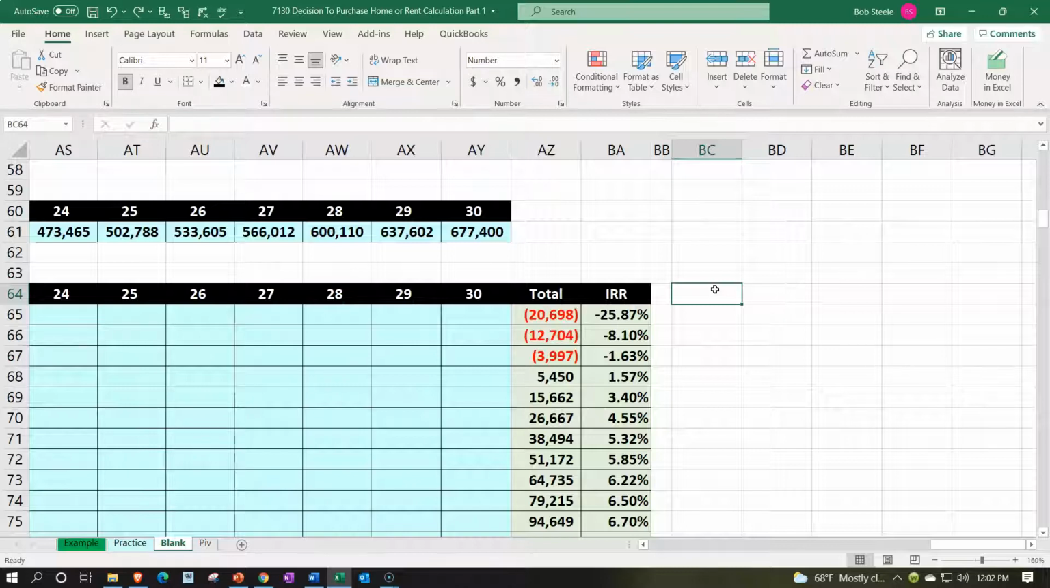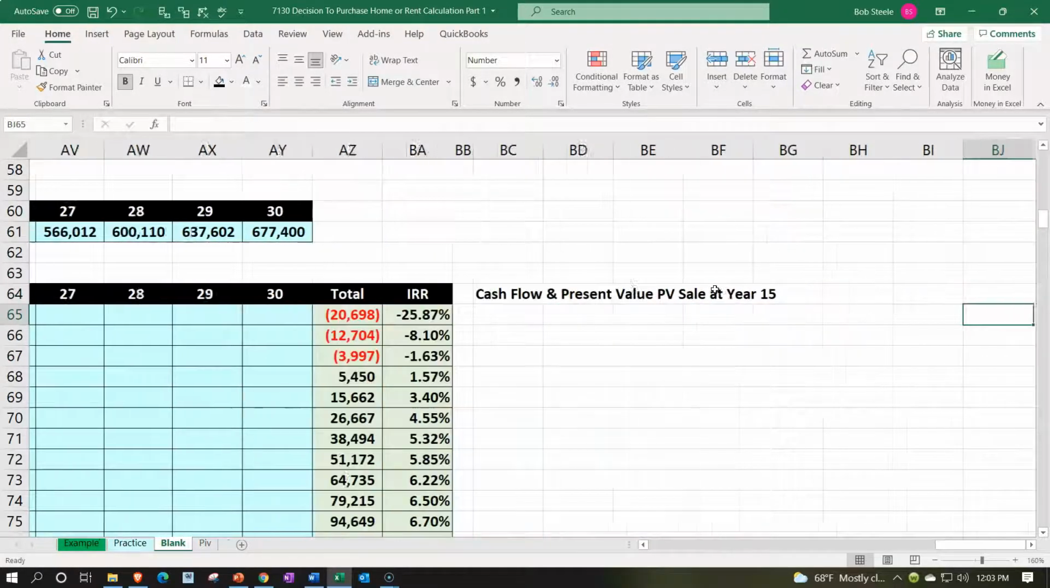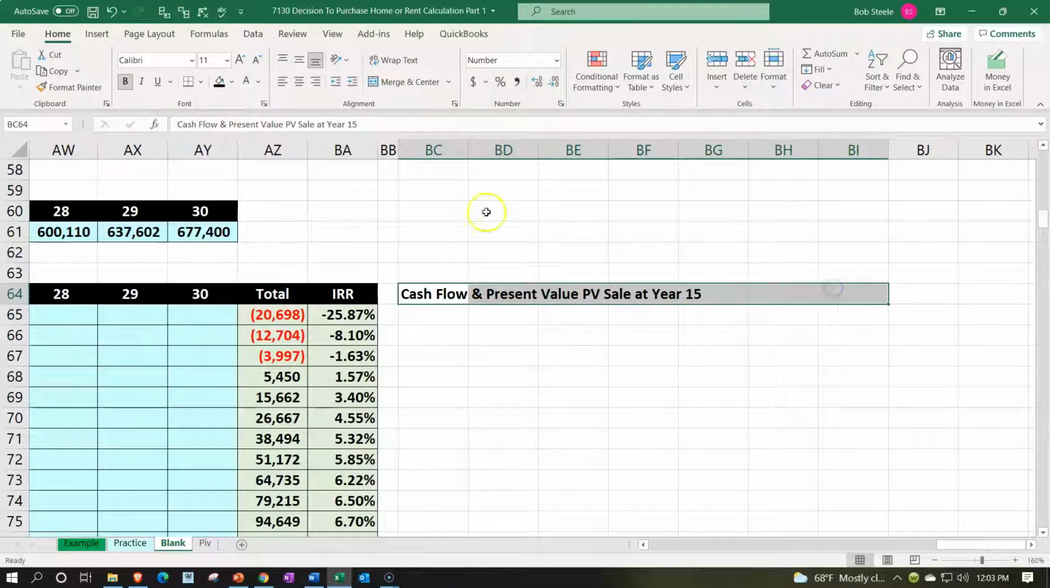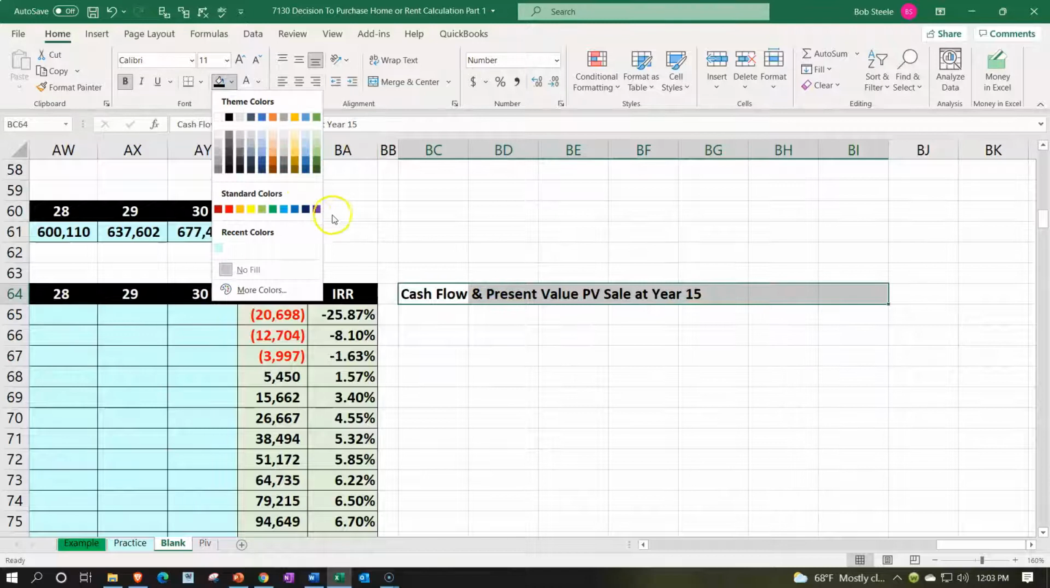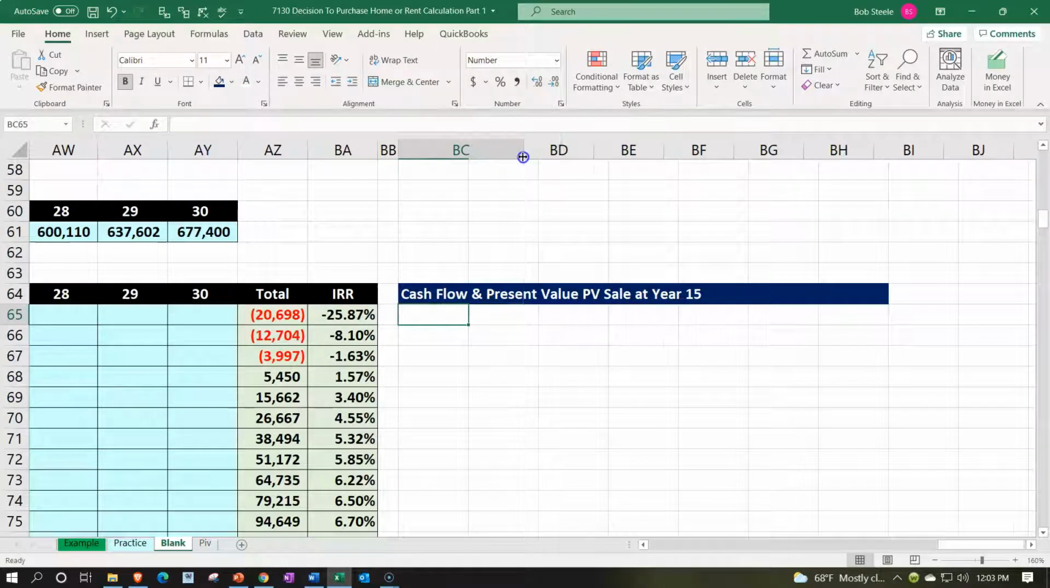So let's put that up top here, and we're going to recreate the cash flow, and then we'll take our present value calculations of it. I'm going to put this up top and say this is going to be cash flow and present value, or PV, for, let's say, sale at year 15. So we're just going to recreate those cash flows as if we sold it after 15 years. Let's make this blue and white, as has been our custom. And then this first column is going to be our description column. So I'm just going to make it a little bit larger. And then we'll start our years here.